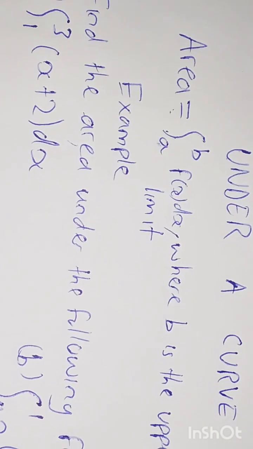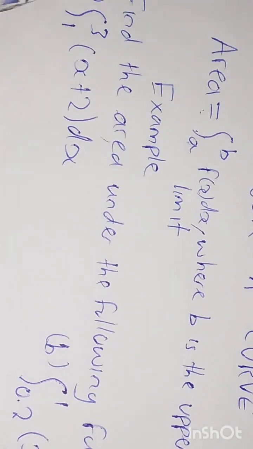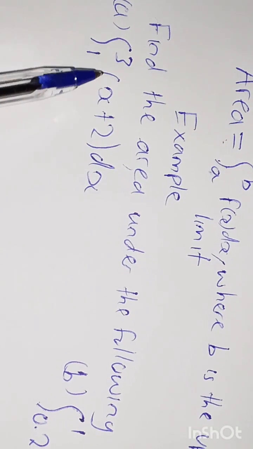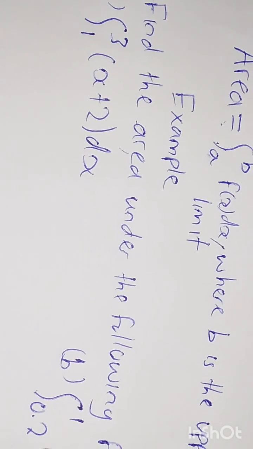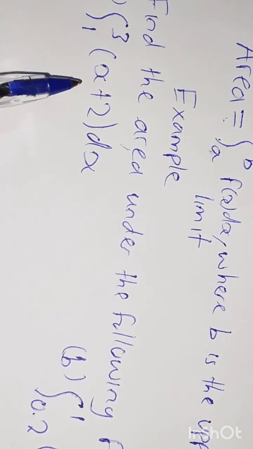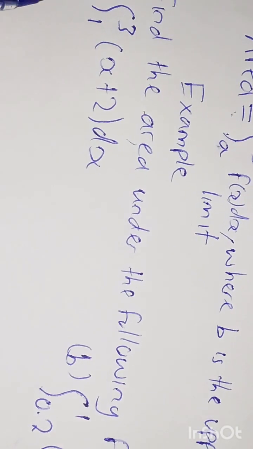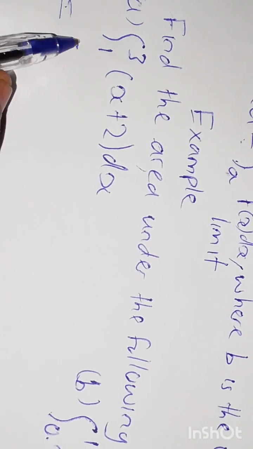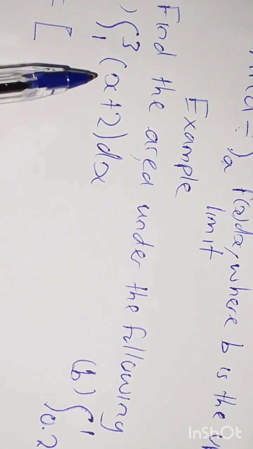Question 1 says find the area under the following functions. Question A, the integral from 1 to 3 of x plus 2 dx. What are we supposed to do first of all? We first have to integrate this function here. So how do we integrate? What's the integration of x plus 2?